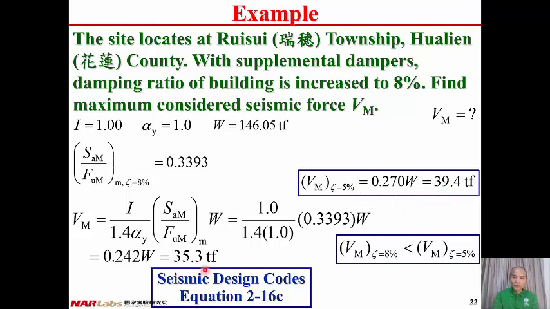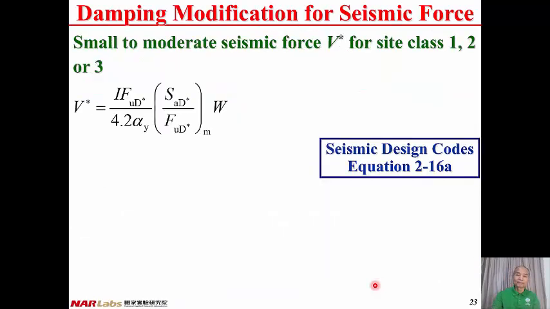Compare these two, then we can have the maximum considered seismic force for the damping ratio equal to 8% is less than that for the damping ratio equal to 5%. It's true for this case. Is it true for other cases?